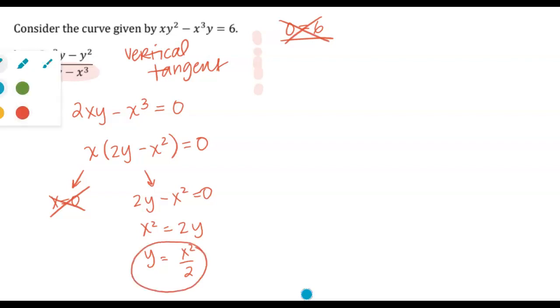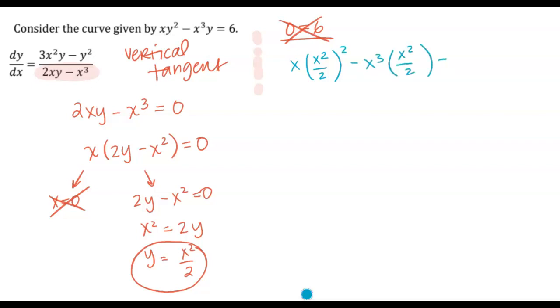Let's try it. So we have x times x squared over 2, and then an x cubed times x squared over 2, all with a 6. So we get another x to the 5th over 4 minus x to the 5th over 2 is equal to 6. Your choice how you wanted to handle this at this point.